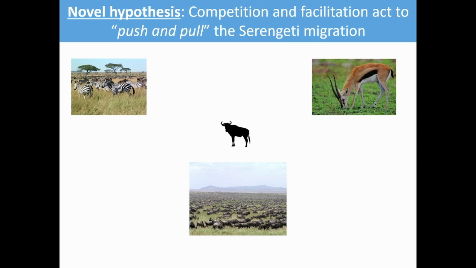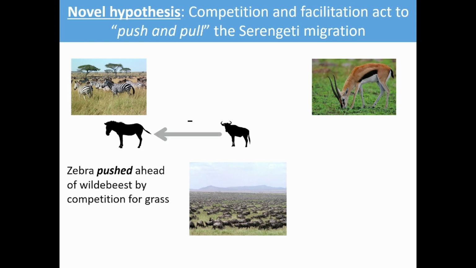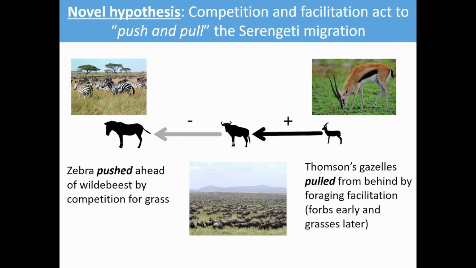And so just to conclude, this led us to put out a novel hypothesis about the way the Serengeti migration is operating. We call it the push-pull mechanism, in which zebra are pushed ahead by wildebeest by competition for grass, and then Thompson's gazelles are pulled from behind by foraging facilitation, forbs early in the season, and then grasses later in the season.